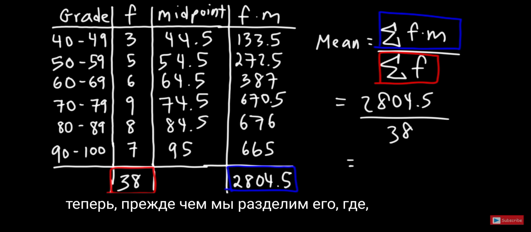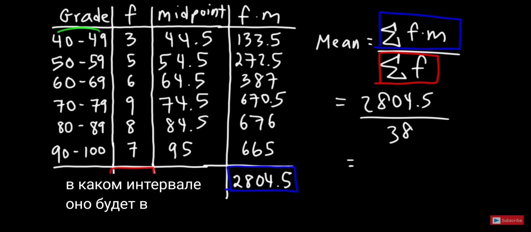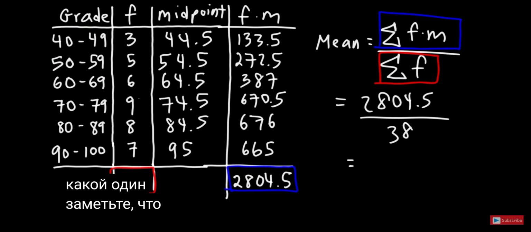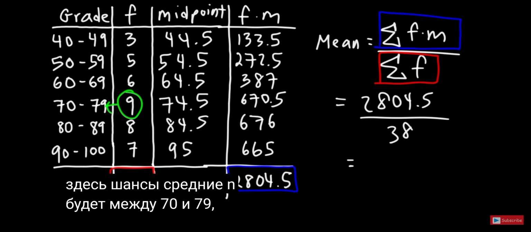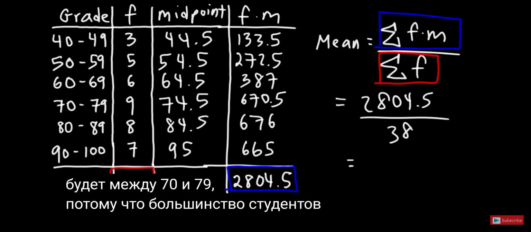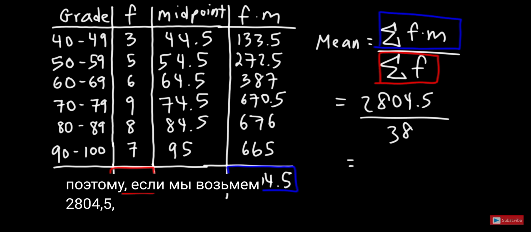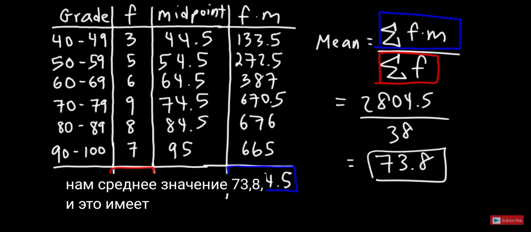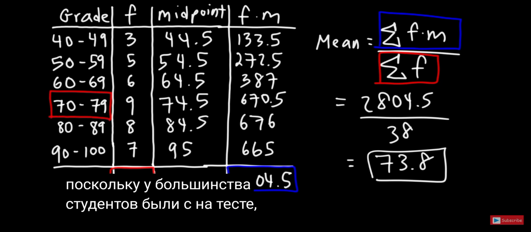Now, before we divide it, where do you think the mean is going to be? In which interval? Will it be in this interval, this one, which one? Notice that the highest frequency occurs here. So chances are the mean is going to be between 70 and 79, because most students scored in that range. So if we take 2804.5 divided by 38, this gives us a mean value of 73.8. And that makes sense, since most students, they had a C on the test.